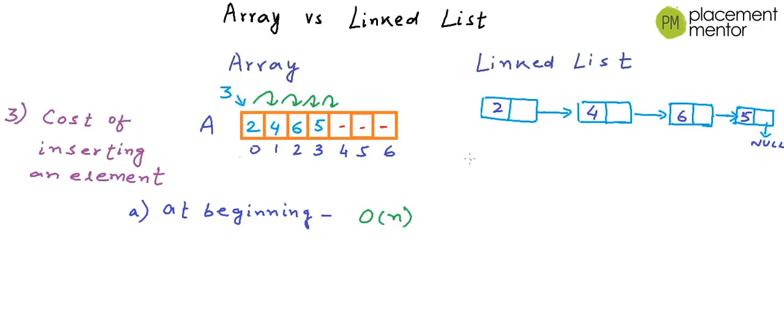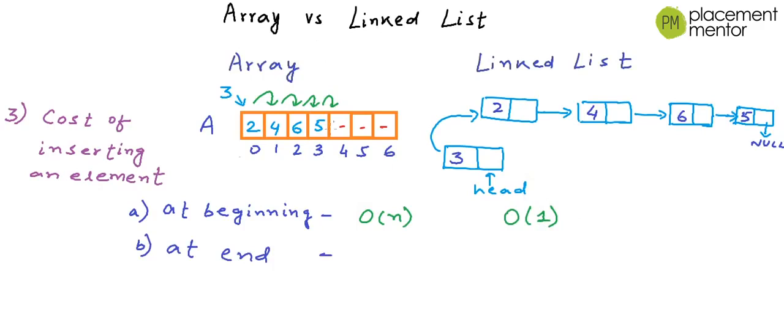This will be big O of n in terms of time complexity. In the case of linked list, inserting an element in the beginning will mean only creating a new node and adjusting the head pointer and the link of this new node. So the time taken will not depend upon the size of the list, it will be constant. So for linked list, inserting an element at the beginning is big O of 1 in terms of time complexity.